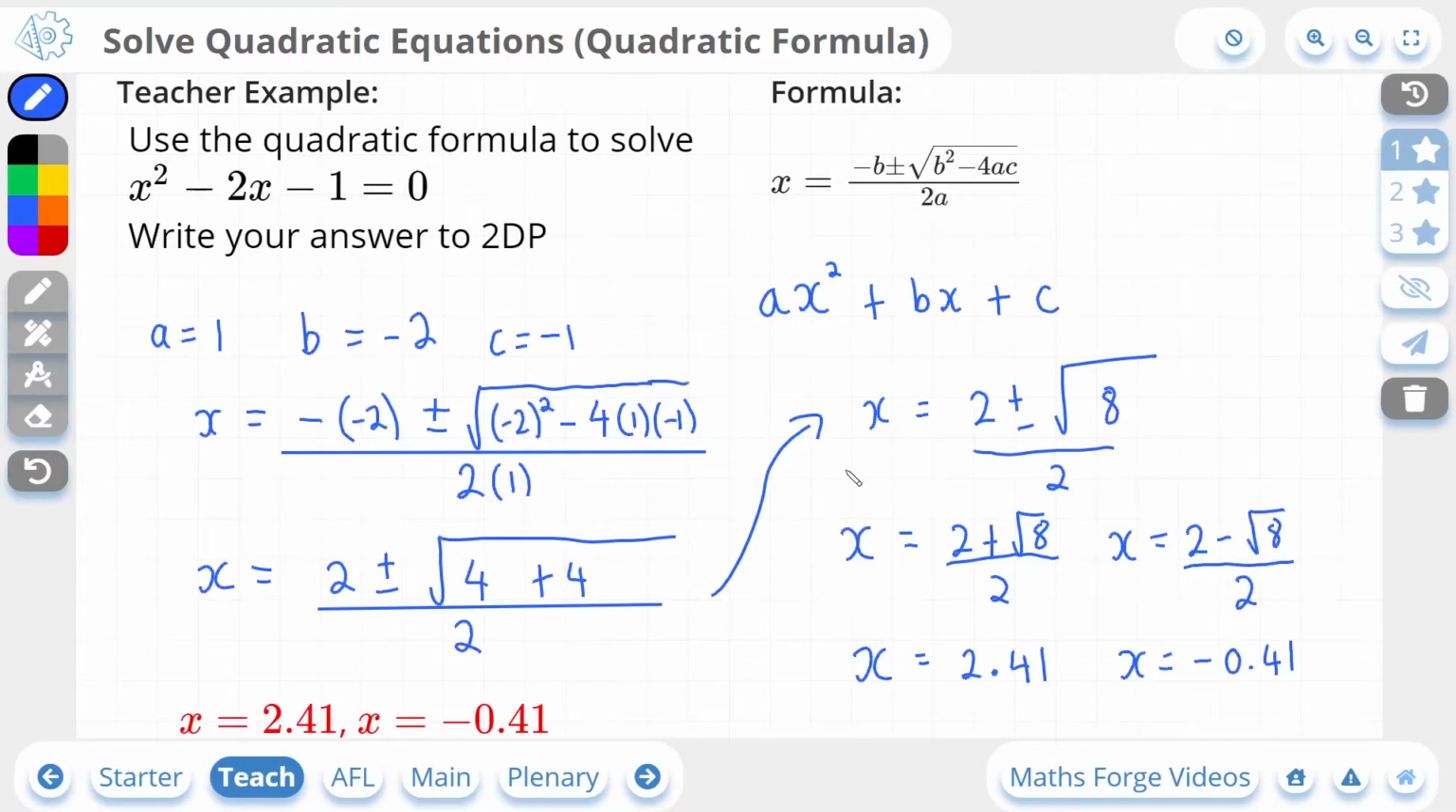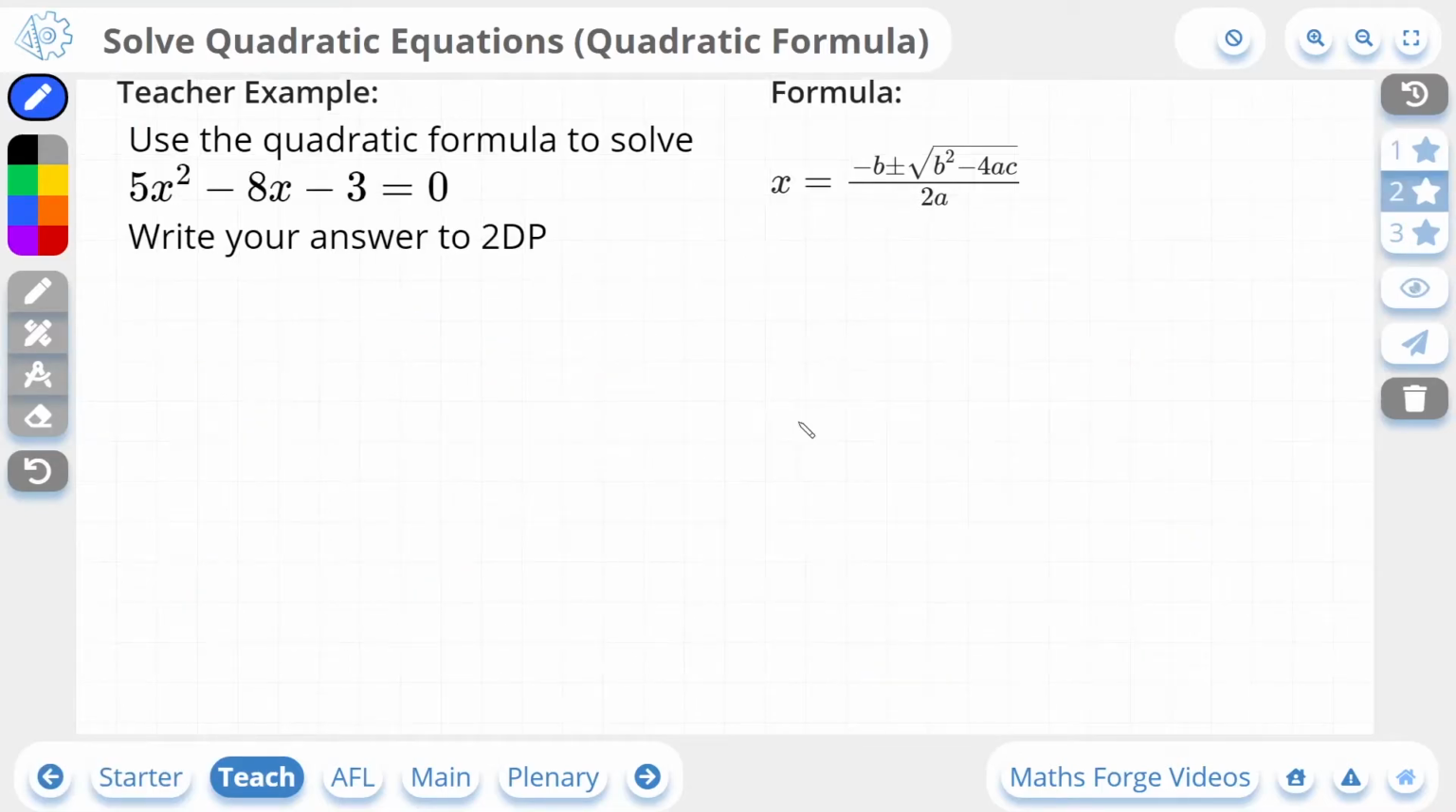And this is how you solve quadratic equations using the quadratic formula. Locate your a, b, and c, input them into the formula, simplify, and solve, and you should have your answers. Now let's do a 2-star example.